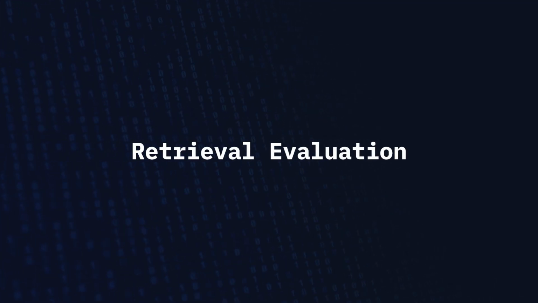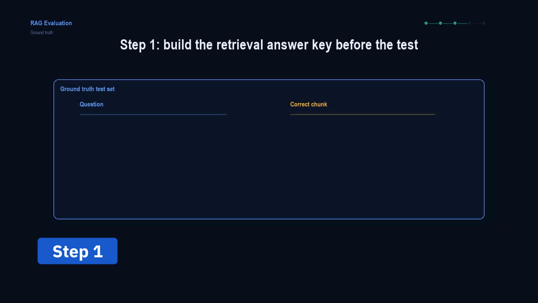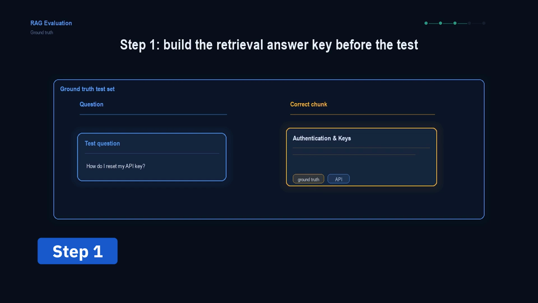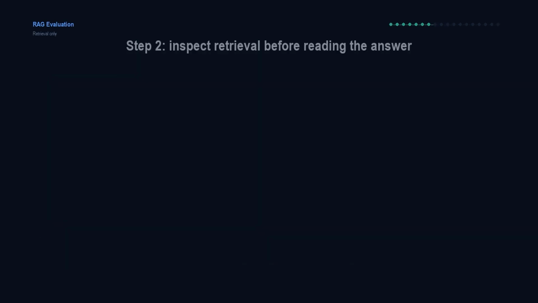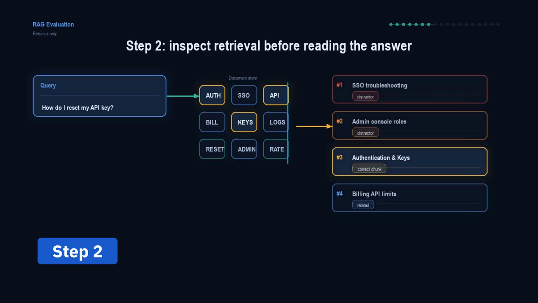Let's start with retrieval evaluation. Step 1 is to build a test set with known correct answers. For our API key example, you'd have a question and you'd already know which document chunk actually contains the right answer. Say the authentication and keys document. That's your ground truth. Run retrieval as step 2 and check what came back. You're not looking at the final answer yet. You're only looking at the list of chunks retrieval pulled back. Did the authentication and keys doc show up in that list at all?